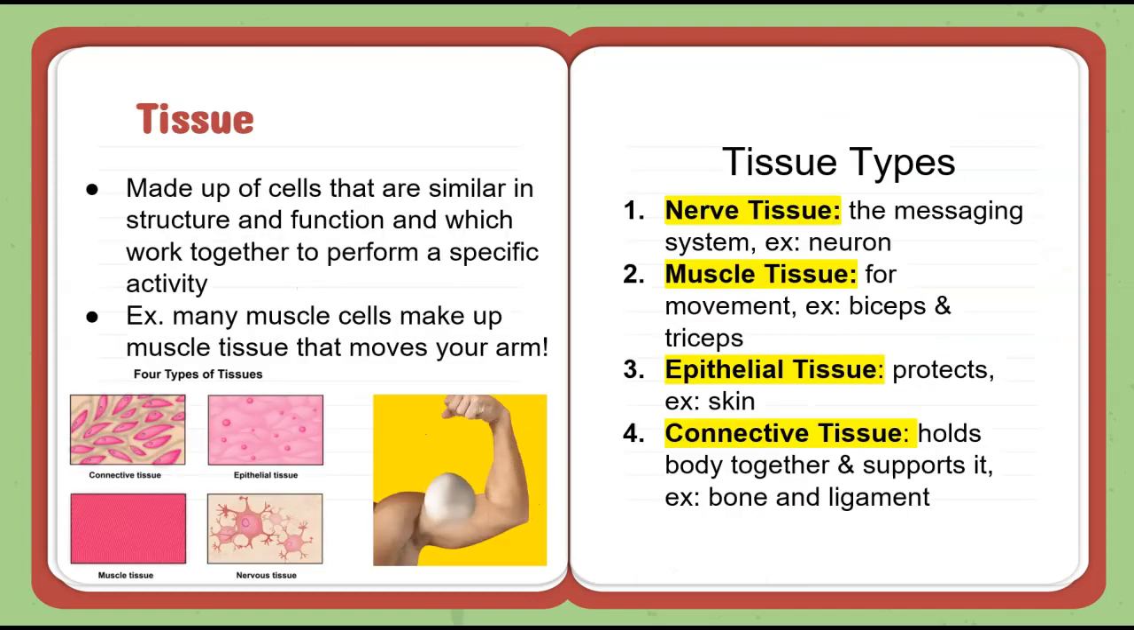When you form a group of cells that have a similar function, you create a tissue. Tissues form when cells work together to perform a specific task or activity. An example would be a group of muscle cells working together to form muscle tissue, which then can be used to move your arm, just like in that GIF.